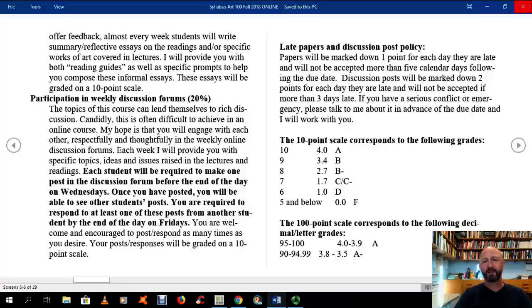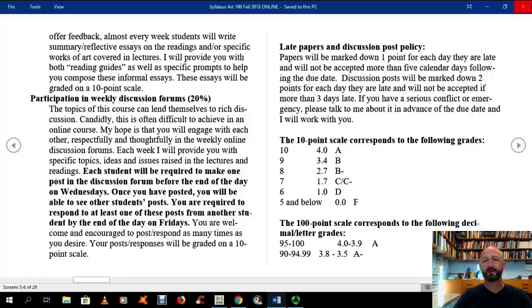Late papers and discussion post policy. You've got to stay on task, right? So papers, these reflective essay papers, are marked down 1 point for each day they're late, and they won't be accepted if more than 5 calendar days following the due date, unless you have contacted me and I've given you special dispensation.